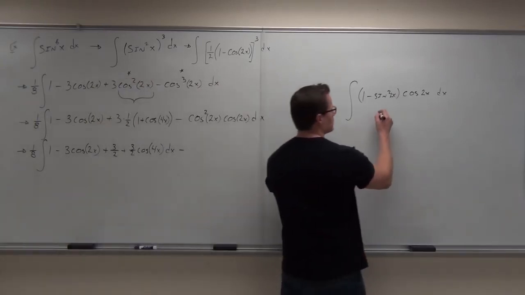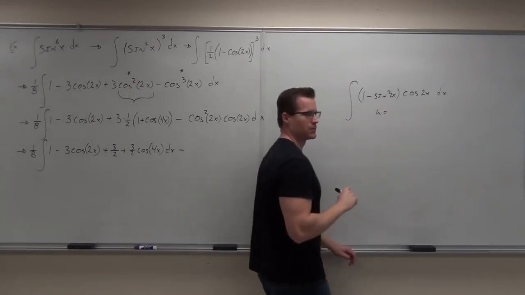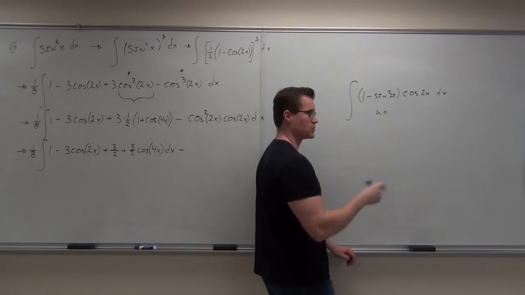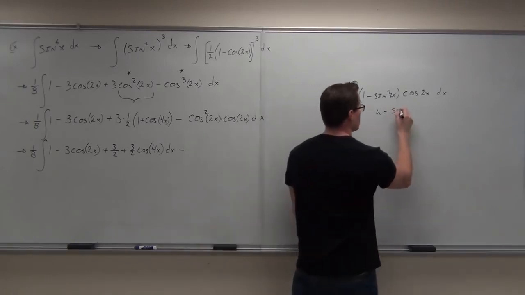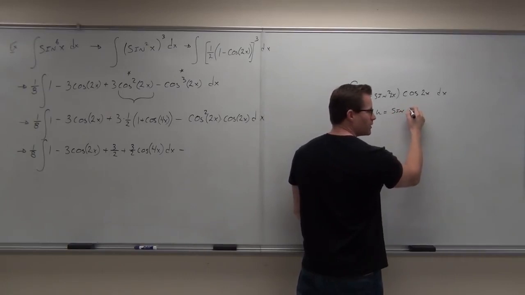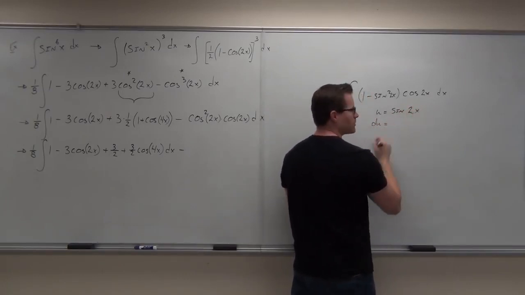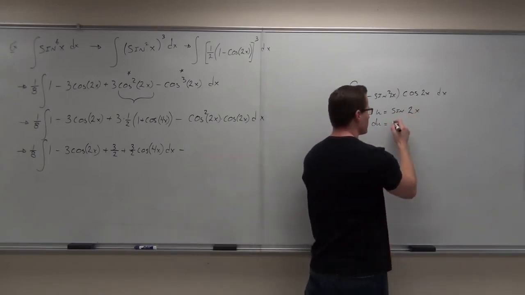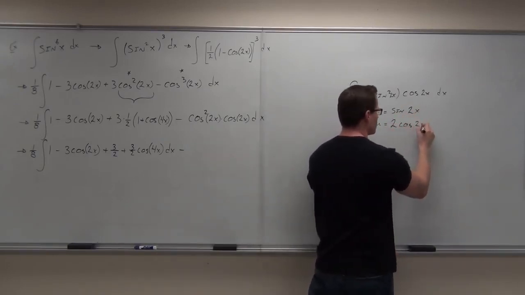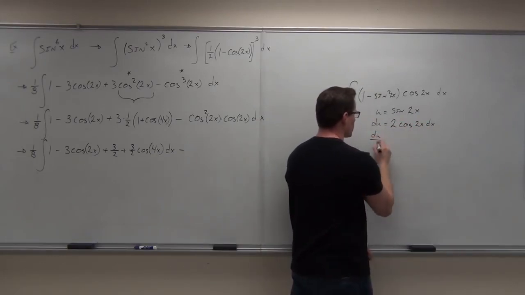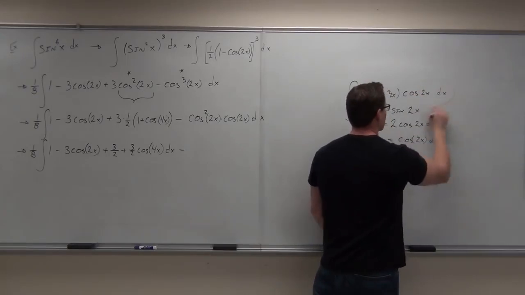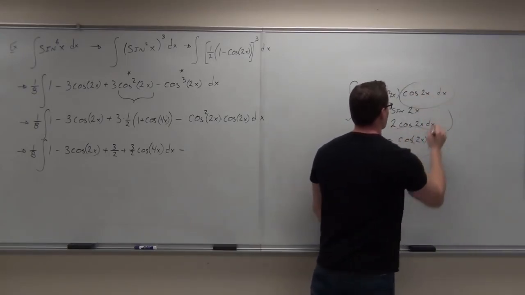Over here, what would your u become? Cosine 2x. Cosine or sine? Sine. It's usually inside of something. Sine of what? Sine 2x. Du, those people who hate to do the chain rule, don't mess this up. What's this going to become? Du over 2 equals cosine 2x dx. Exactly what we have here.